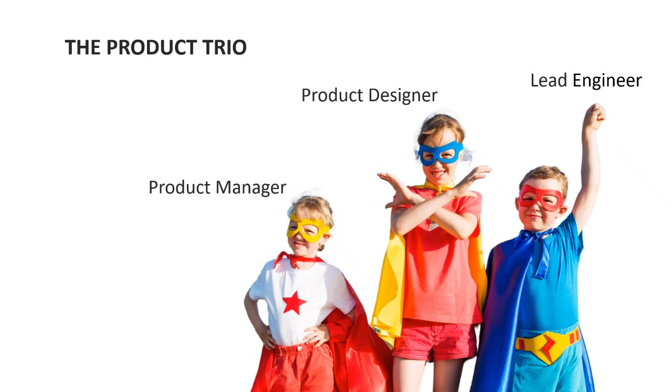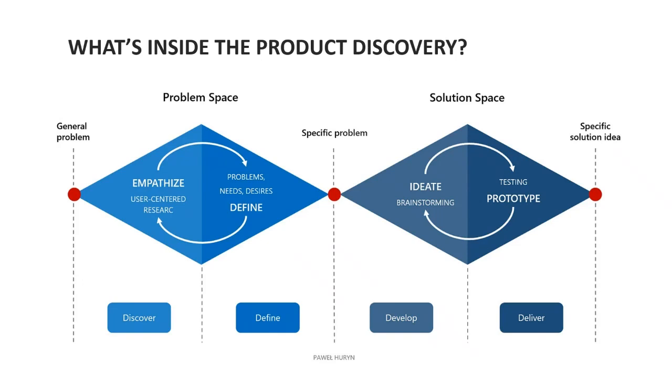So we have this group of people, and they start working on product discovery. And what you can see here is the double diamond, known from design thinking.